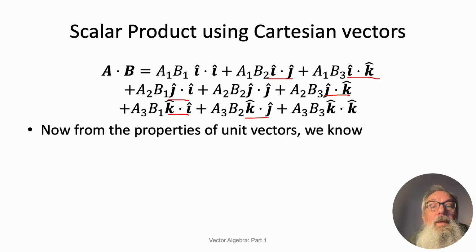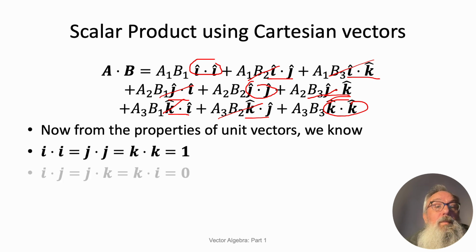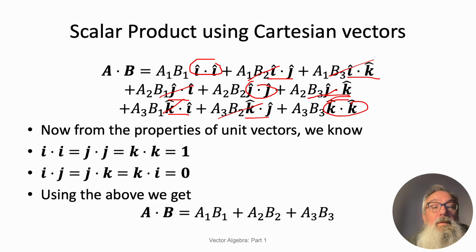And what do we know about these? We know that these are 0. So these are all 0. That one too, and that one. And we know that these are 1. So the result is our definition of the scalar product or dot product in component form.